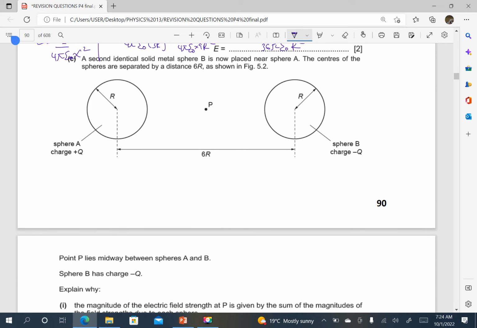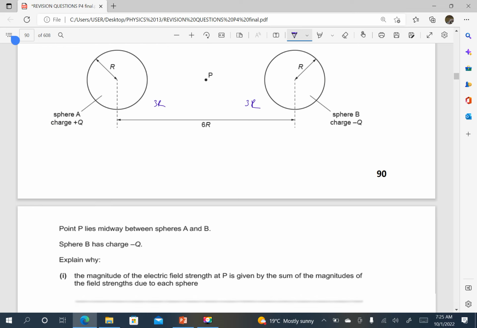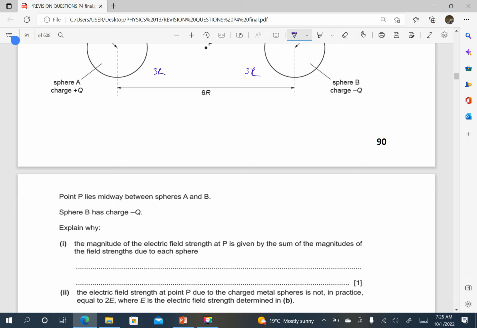Point P lies midway, so that means the distance from P to this one is 3r, and the distance from P to the other one is also 3r, if that is midway. Sphere B has a charge, negative q. Explain why the magnitude of the electric field strength at P is given by the sum of the magnitudes of the field strengths due to each sphere.